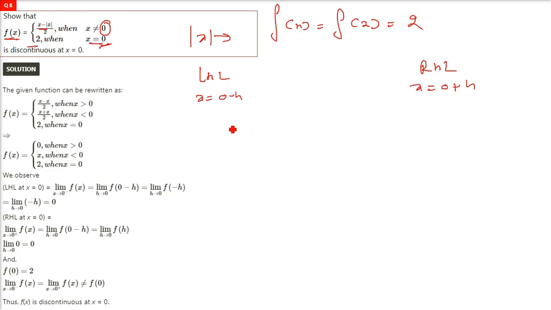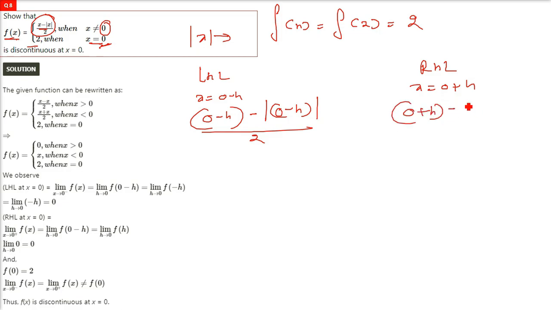So we'll use the first one, x minus the modulus of x, divided by 2. That is 0 minus h minus modulus of 0 minus h, divided by 2. Here also 0 plus h minus modulus of 0 plus h, divided by 2. 0 minus h is negative h, and since it is a modulus, it will give a positive value. It is negative h only. This is the first one, divided by 2.